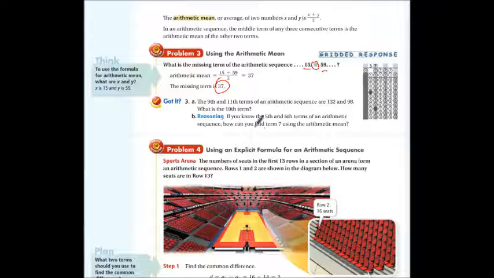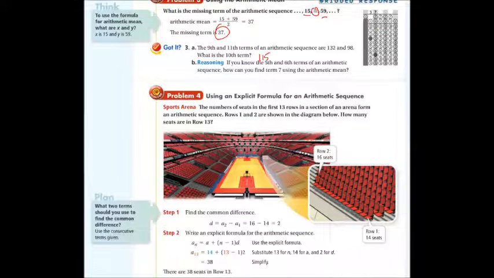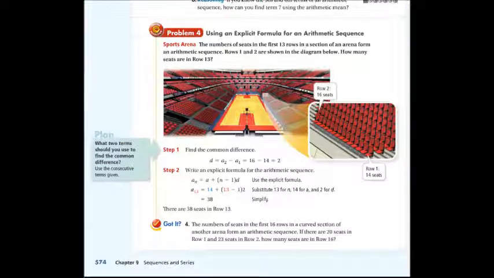All right, you're back. 3A, that was 115. 3B asked, if you know the 5th and 6th terms of an arithmetic sequence, how can you find the 7th using arithmetic mean? Very simply, if we know the 5th and 6th terms, the difference between 5 and 6 is going to be the same difference from 6 to 7. So it's really just about finding the common difference.